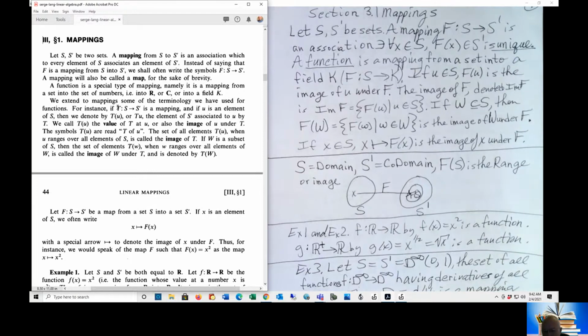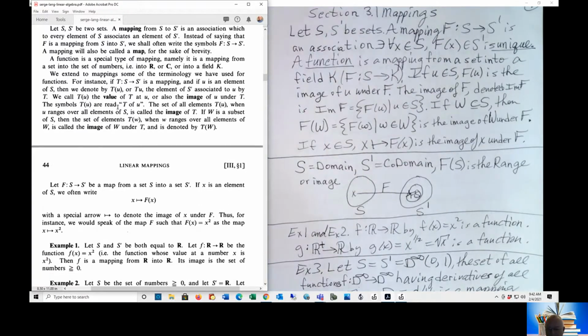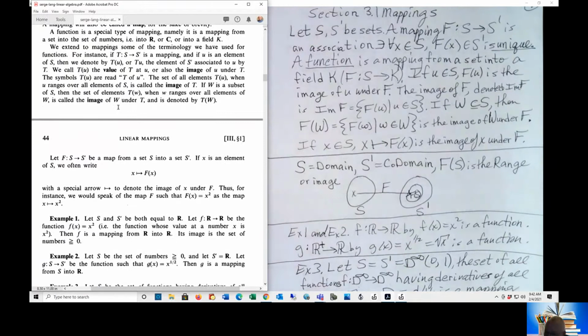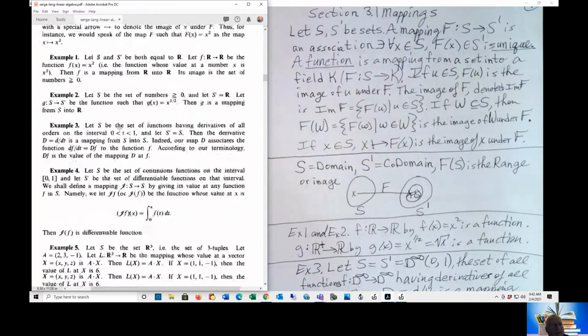Just a very simple example that we all know. If f is mapping from the real numbers to the real numbers by the good old parabola, f of x equals x squared, of course we know it's a function. And for example, g from the non-negative reals, R plus, to R by g of x equals square root of x is a function, as we know. Look at example 3 coming up here.